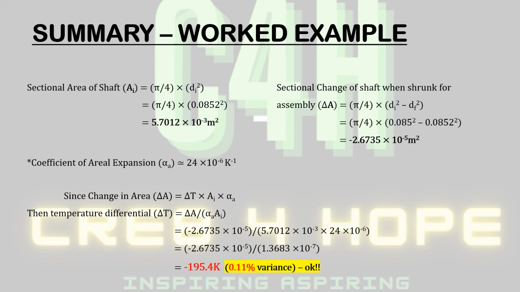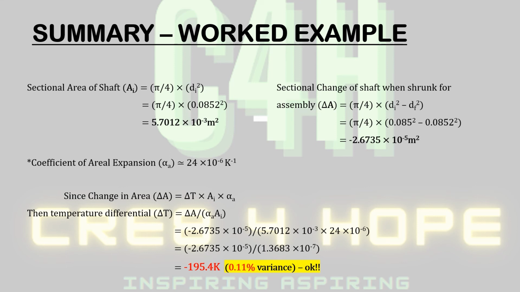So for the area expansion coefficient, that is normally double that of the linear coefficient of expansion. So since we're given the linear expansion coefficient to be 12 times 10 to the power minus 6 per Kelvin, the area coefficient will just be twice of that, thus 24 times 10 to the power minus 6 per Kelvin.